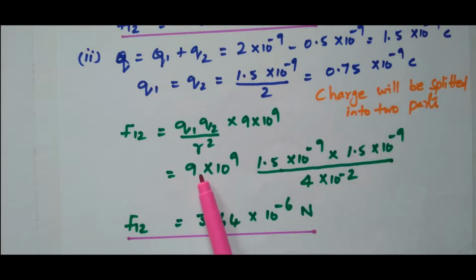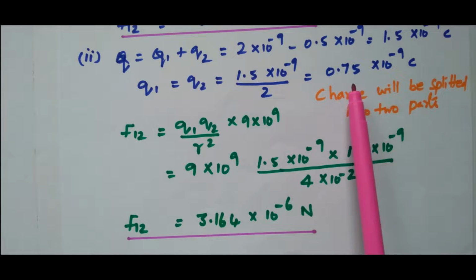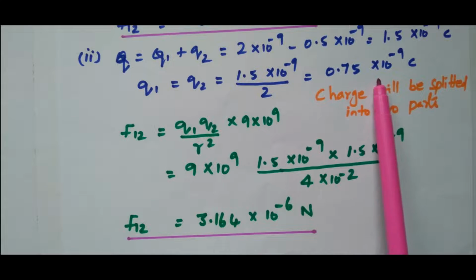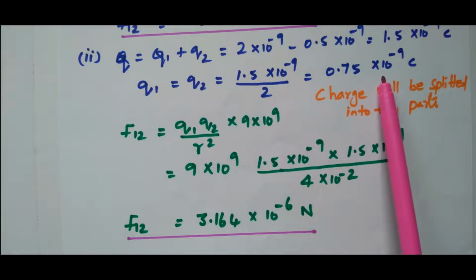Right? The same formula, 9 into 10 to the power 9, this is Q1 and Q2, both are equal, divided by the distance squared. So what we got? 3.164 into 10 to the power minus 6 Newton. Right? So the first condition we calculated without bringing into contact. After brought into contact, both are mixed together. The important point is while splitting, it will split into two equal parts. Exactly half of the charge will be splitted, right? So the 1.5 means while splitting into 2, it will be 0.75 into 10 to the power minus 9 Coulomb. Both Q1 and Q2 will be same value, splitted into equal parts, right? By using this charge, we calculated the force 3.164 into 10 to the power minus 6 Newton.